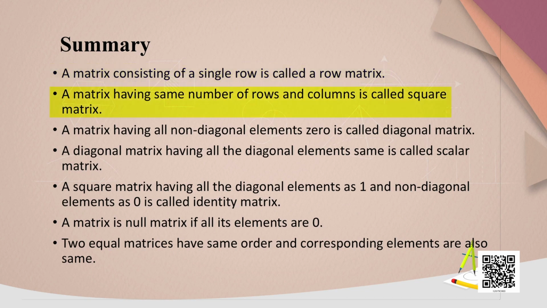A matrix having the same number of rows and columns is known as a square matrix. A matrix having all non-diagonal elements 0 is called a diagonal matrix. A diagonal matrix which has all the diagonal elements the same or equal is called a scalar matrix. A square matrix having all the diagonal elements as 1 and non-diagonal elements as 0 is known as an identity matrix. A matrix will become a null matrix if all the elements are 0. Two equal matrices will have the same order and the corresponding elements are also the same.